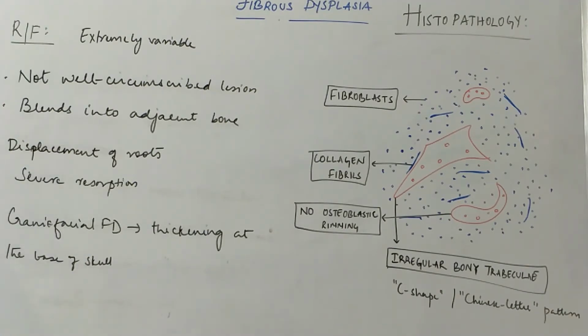One more thing, regarding the irregular bony trabeculae, some authors have considered them to be C-shaped or Chinese letter pattern. They have described these irregular bony trabeculae as C-shape or Chinese letter pattern. Again, characteristic of fibrous dysplasia.